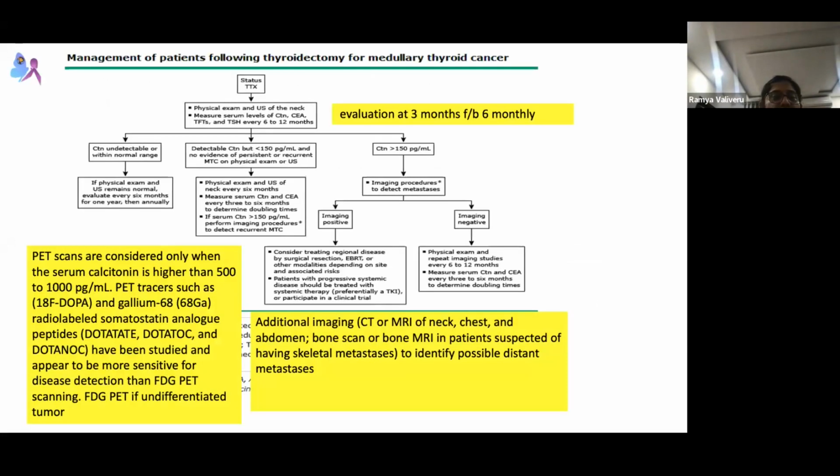So coming to follow-up and outcomes. How do we follow them up? After we perform the surgery, evaluation is done first at 3 months and then 6 monthly. If the calcitonin is normal at these times, then physical exam and ultrasound are enough. And if it is less than 150, then we may have to evaluate them further.